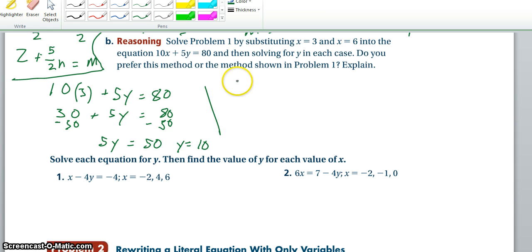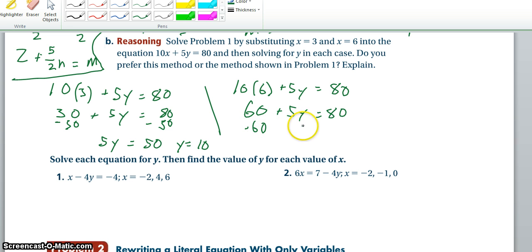And then we can do the same thing over here when x equals 6, and we can say 10 times 6 plus 5y equals 80. So we have 60 plus 5y equals 80. Again, to get rid of the 60, we're going to subtract that from both sides. Now we get 5y is equal to 20. And then by division on both sides, we would get that y is equal to 4. So there are our two values for y.